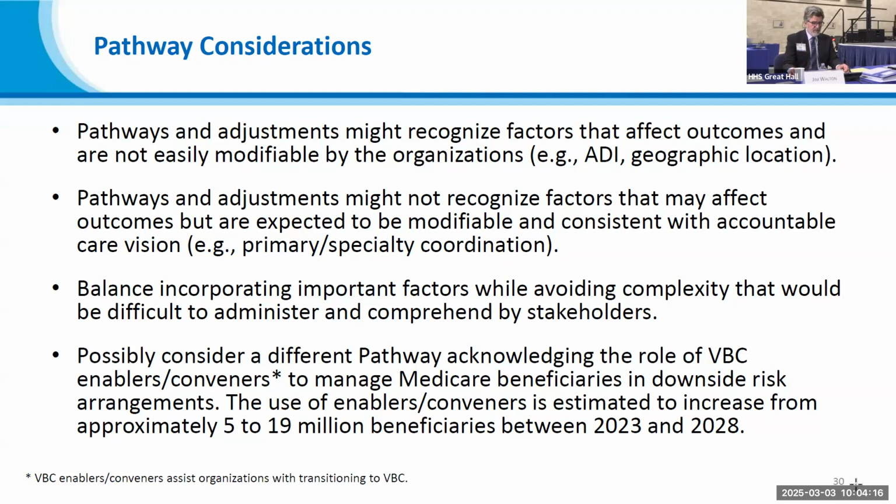Additional considerations for discussion around developing participation pathways include that pathways may take into consideration certain factors that affect outcomes that are not easily modifiable by the organization, like area deprivation index or the geographic location that an organization is operating in. Conversely, pathways may not recognize factors affecting outcomes that are more modifiable and consistent with accountable care vision, like primary care and specialty care integration and clinical integration. Importantly, we all agree that the factors incorporated into future pathways should avoid increasing complexity of administering contracts by both participants and CMS. Finally, given the rising influence of value-based care aggregators, which it's expected might manage 19 million beneficiaries by 2028, we may want to consider a different pathway for this type of entity.